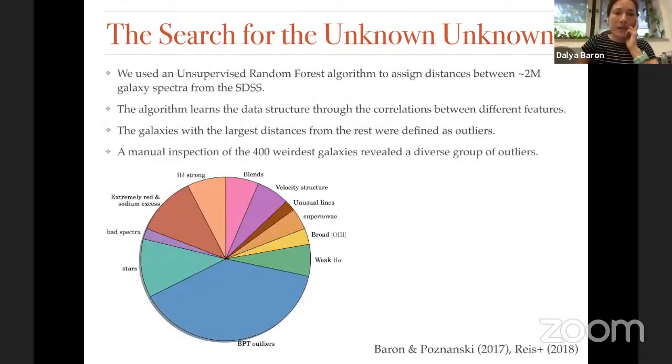So in this paper here, we used an unsupervised random forest algorithm to assign distances between 2 million galaxy spectra from the SDSS. Basically, this is an unsupervised learning algorithm. It knows nothing about galaxies or spectra, but it learns the structure of the data through the mutual correlations between the features. We defined the outlying galaxies as galaxies that have large distance from the rest of the galaxies. We inspected the 400 weirdest galaxies, and this revealed a very diverse group of outliers. You can see here our classification for the type of outliers that we found.